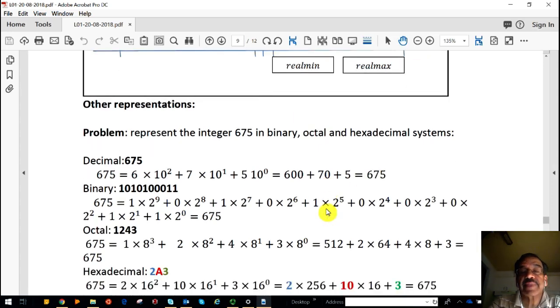So the next representation that we would like to learn, basically to see how these can be generalized to other bases, is octal and hexadecimal.